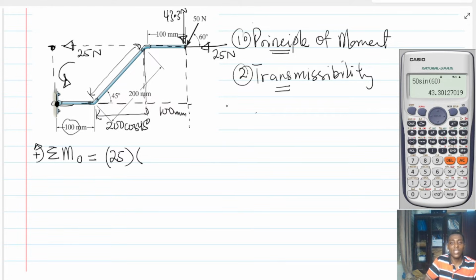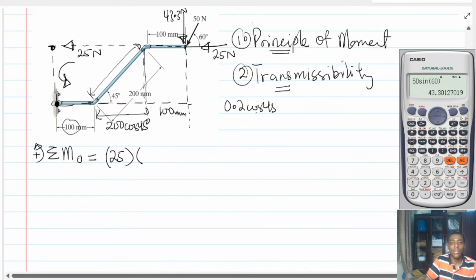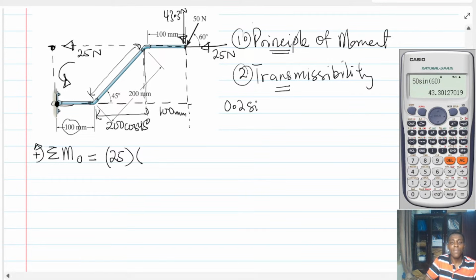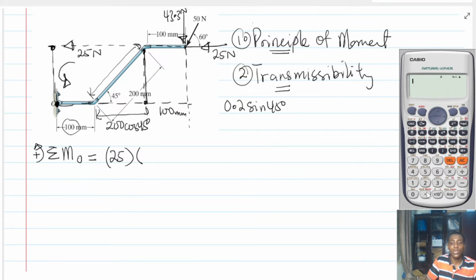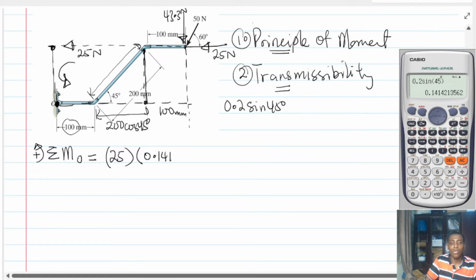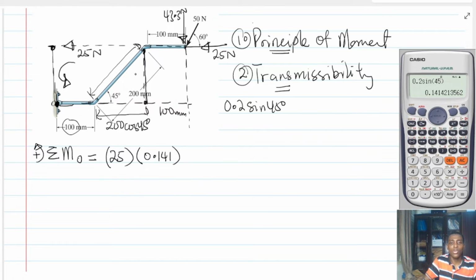All right, let's convert it to meters. So it's going to be 0.2 cosine 45, and that is actually 0.2 sine 45. And that is the distance here. And that distance must be the same as the distance here, which is also the same as the distance here. So what is that? 0.2 sine 45, which is 0.141. Okay, so I'm done with the 25 Newton force.